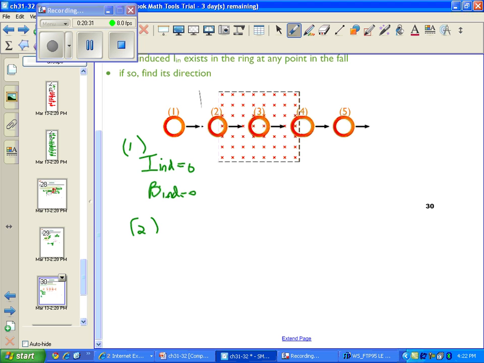Now in position 2, you can see that we're changing the magnetic flux so that before no lines were cutting through, now we have at least one line cutting through.